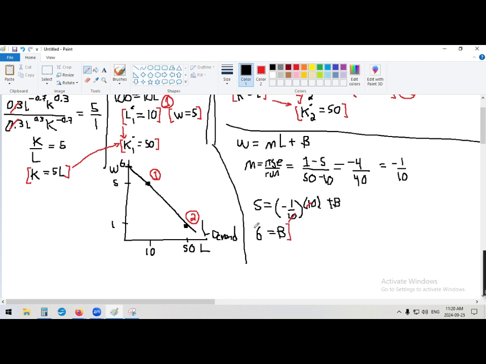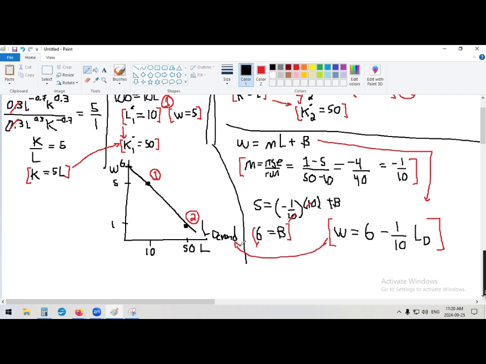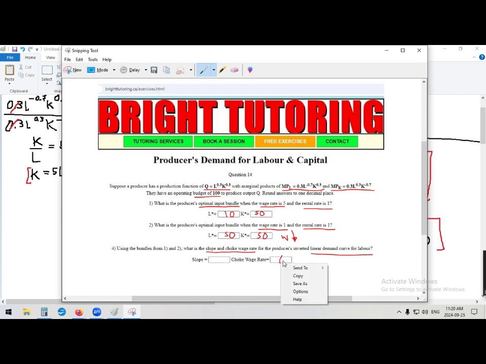So if we take these two things together, we can get our labor demand curve and say, okay, well, W equals, the B is going to be 6 minus 1 over 10 labor demanded, LD. So this here will be the equation of that line there. So we can see here the choke price for the wage rate is going to be 6, and the slope is negative 0.1. And that's how you do that question.